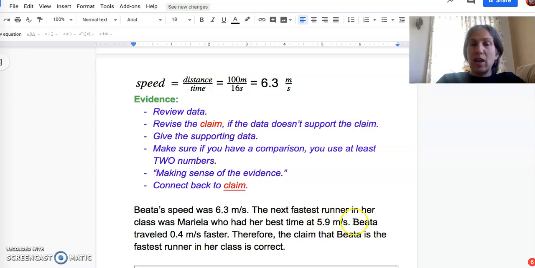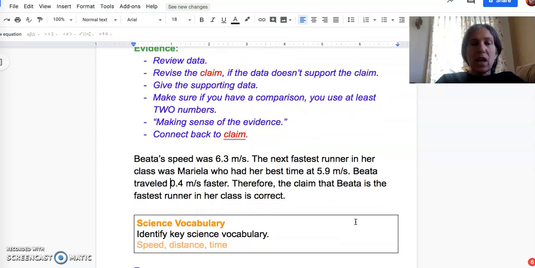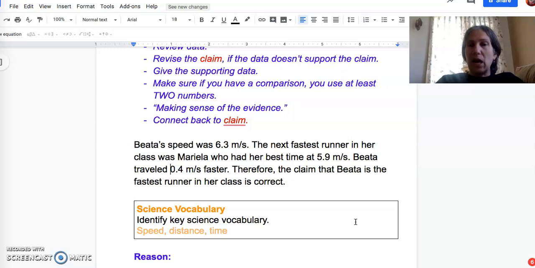I gave the numbers, but then I made sense of it, going, Beata's time is faster, 0.4 meters per second faster. So I have to make sense of the data, then tie it back into that the claim is correct, my revised claim in this case. And then with the reason section, which I'm not going to go into, we always brainstorm some vocabulary words. So then I would see those in the reason section highlighted. You might use them also in the background section, but I want them for now highlighted in the reason section.